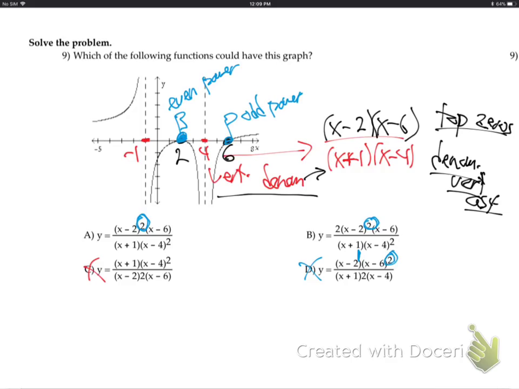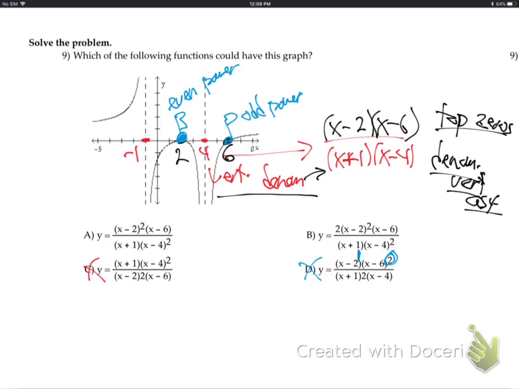So with all this analysis, now we're down to A and B. There's no E, so it's either A or B. This is where it's time to look closely at A and B. They're very, very similar. What's the difference between A and B? There's one small difference, that 2 in the front. And the only way we're going to figure that out is to plug in a point. We've done all we can with vertical asymptotes and zeros and bouncing and passing through.